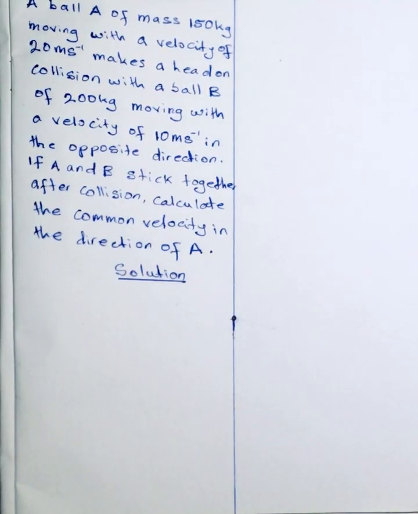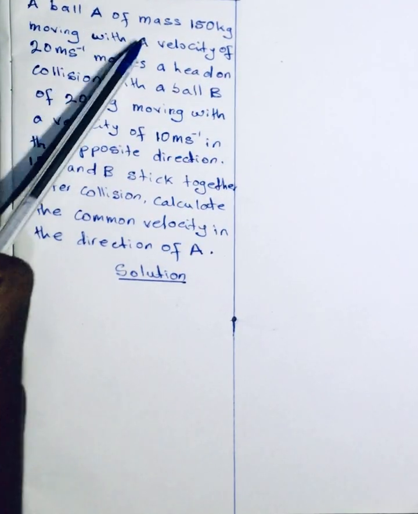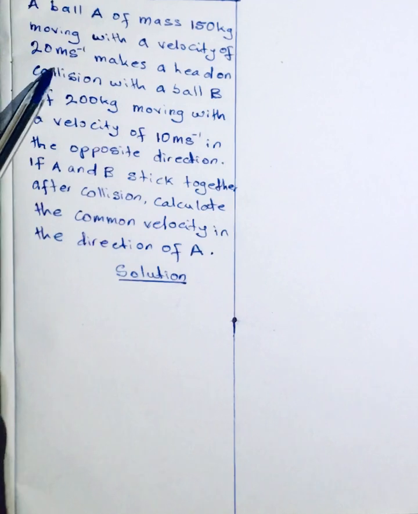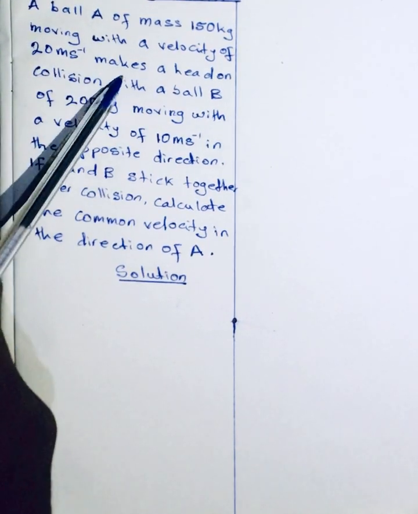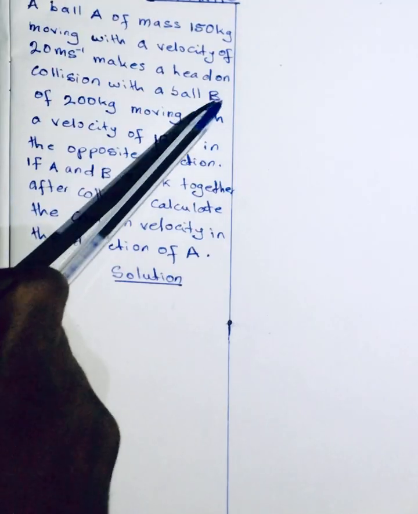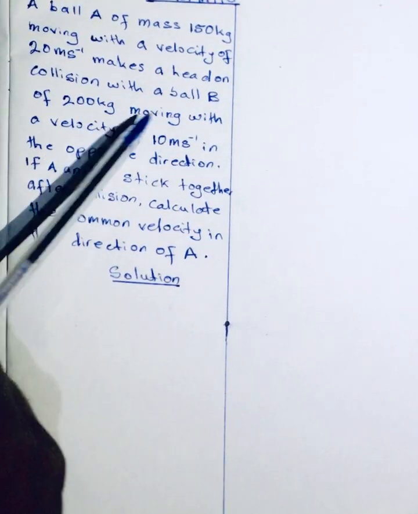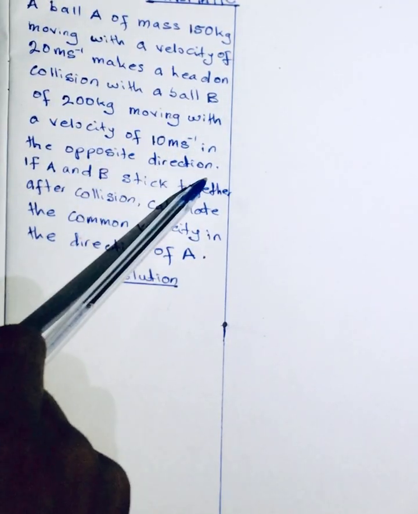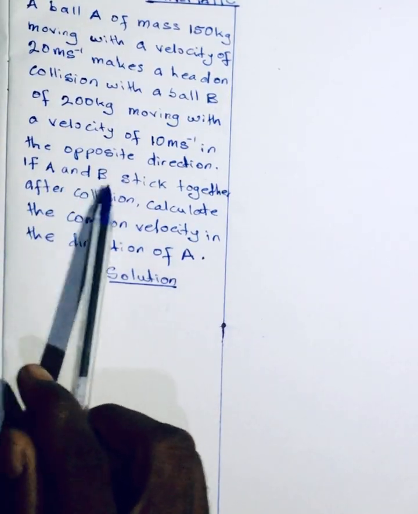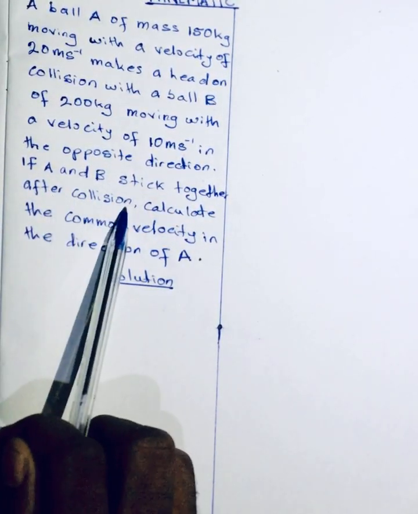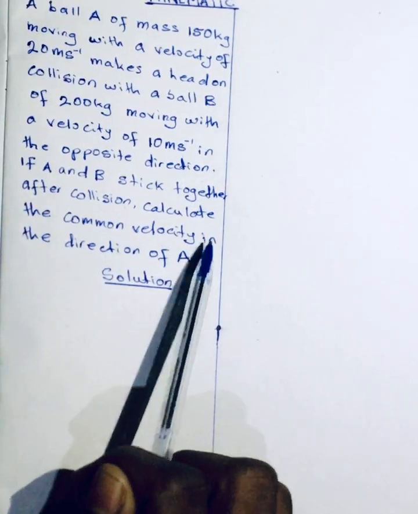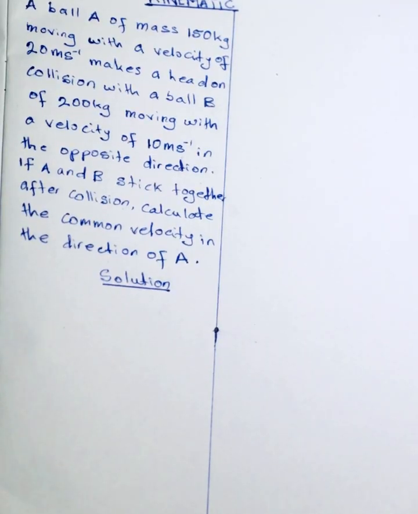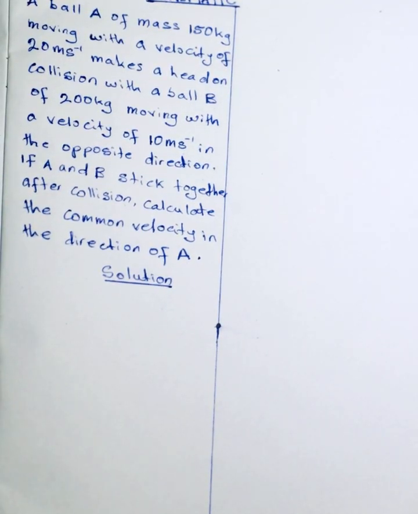Let's take the question. The question says a ball A of mass 150 kilogram moving with a velocity of 20 meters per second makes a head-on collision with a ball B of 200 kilogram moving with a velocity of 10 meters per second in the opposite direction. If A and B stick together after collision, calculate the common velocity in the direction of A. So let's say solution. Then let's analyze the question.